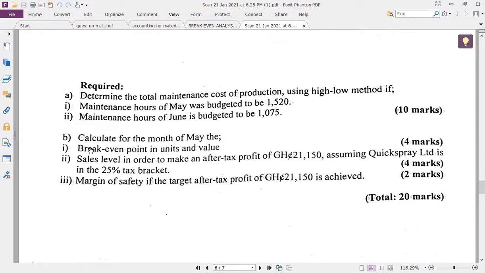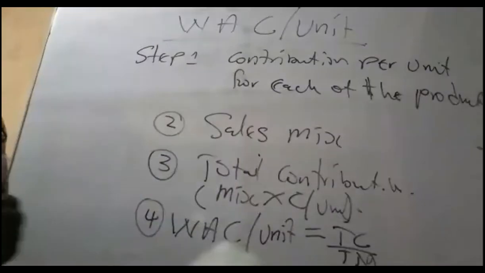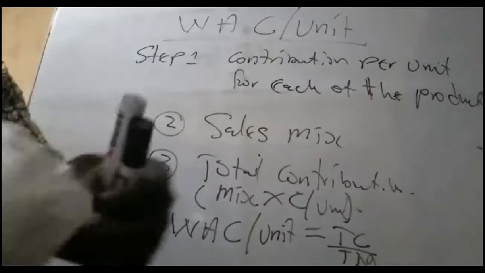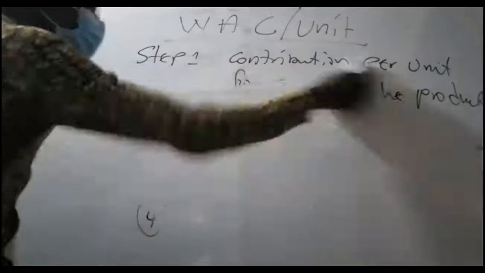How do you get it? Good. Okay, so let's see. PL produces and sells 2 products. So when reading the question, if they put it in essay form, please, to be on the safer side, kindly translate the question into this format. If the question has not been arranged for you already, translate it like this. There are 2 products, first product, second product, in that order. So let's get the details in here.